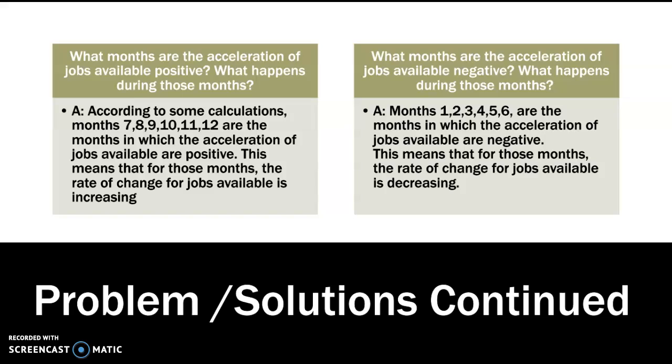And according to some calculations, months 7 to 12 are the months in which the acceleration, aka the second derivative, of jobs available is positive. This means that the rate of change is going to be increasing, and months 1 through 6 are where the acceleration of jobs is negative, meaning that the rate of change for jobs available is going to decrease.